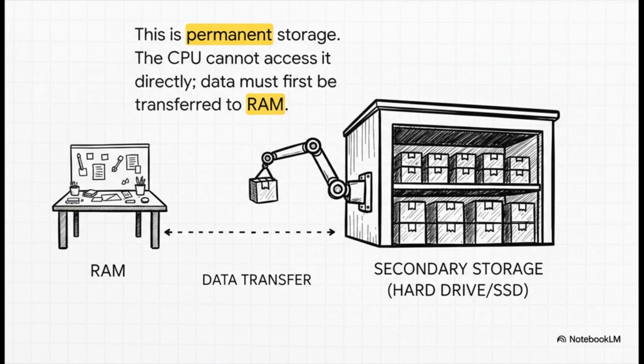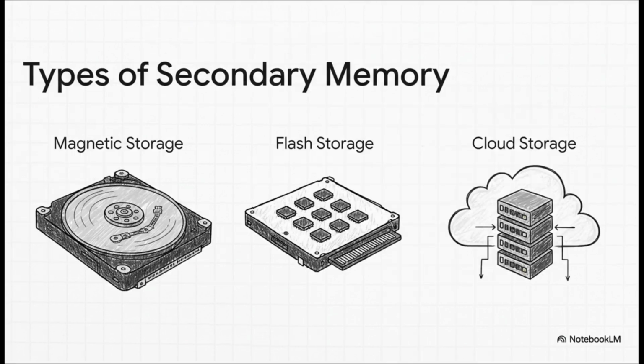So for the computer to work on any file, it has to first go all the way out to this warehouse, grab the file, and bring it back over to the workbench, which, as we know, is the RAM. In this warehouse, it comes in a bunch of different forms, right? It could be the spinning magnetic platters of a classic hard disk drive, or the flash memory chips inside a modern solid-state drive. It can even be remote servers that you access over the internet, something we all just call cloud storage.